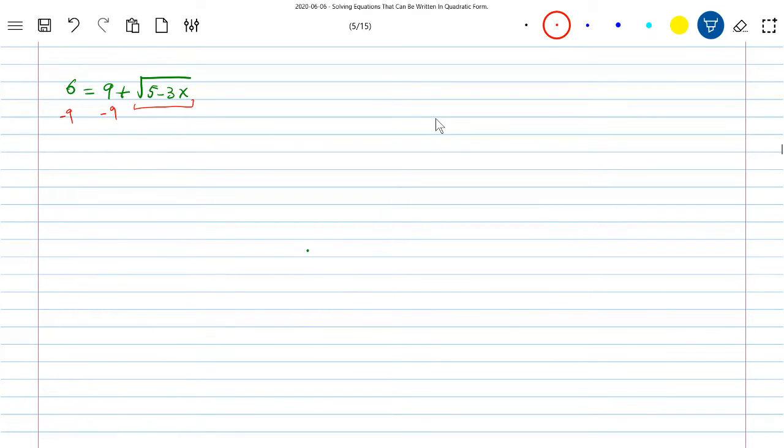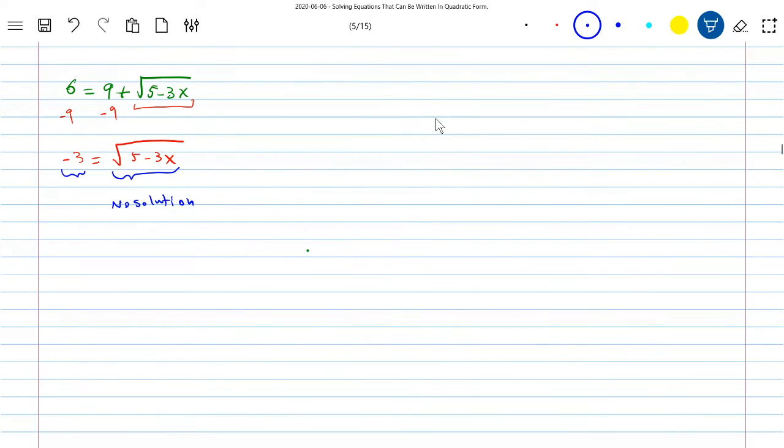So what do I get on the left side? I will get -3 equals the square root of 5 minus 3x. Here's an important thing. At this point, if you look at the left-hand side, you see a negative number. The right-hand side is a square root. At this point, I can say this equation does not have any solution, simply because with a radical, you can never have a negative outcome. I can say no solution.